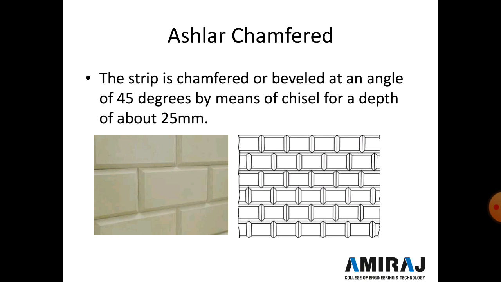Next is Ashlar chamfered. The strip is chamfered or beveled at an angle of 45 degrees by means of a chisel to a depth of 25 mm. So here, see in the first figure, all the stones are properly chiseled at every corner by 45 degrees and at 25 mm in depth.